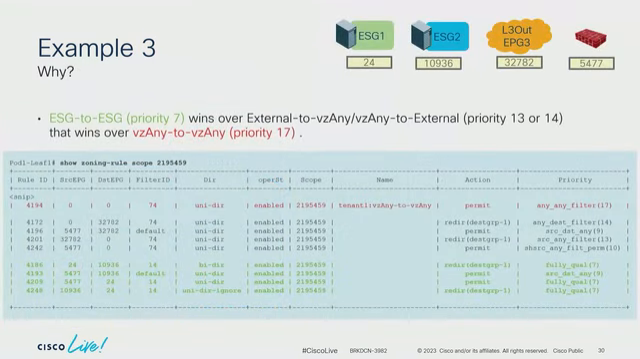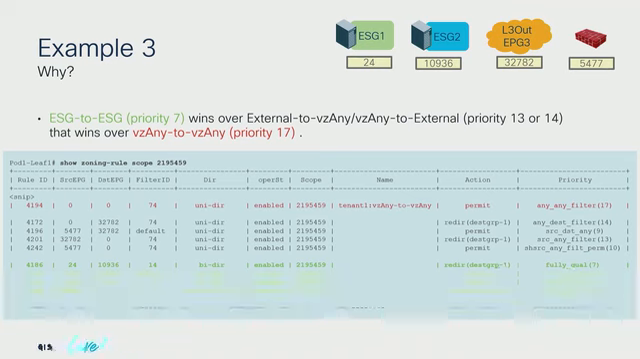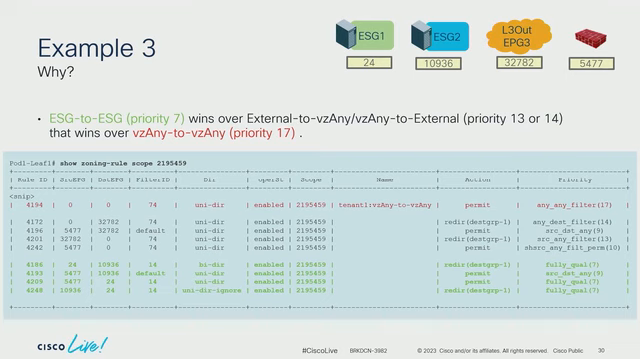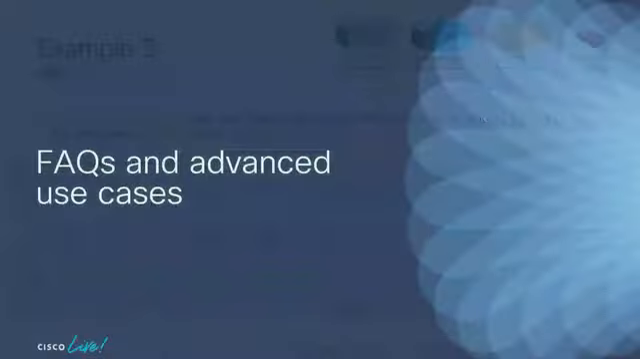This is just for your information. These are the zoning rule outputs of the previous example. ESG to ESG, priority 7. Any to EPG, priority 13 or 14. Any to any is priority 17. The smaller number is actually stronger. So ESG to ESG wins over any to ESG, which wins over any to any. So if you're going to have a somewhat complicated combination of permit, redirect, deny, and it doesn't work as you expect, please do take a look at the zoning rules and think about the priorities. So that's the zoning rule deep dive.